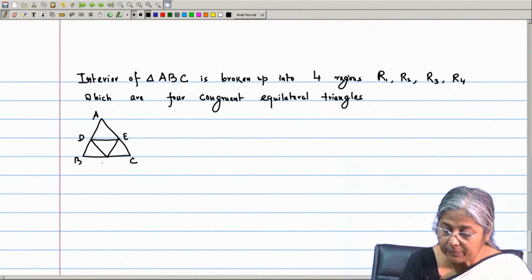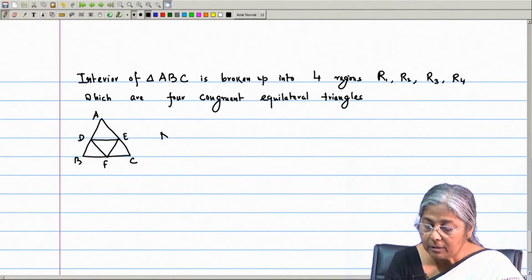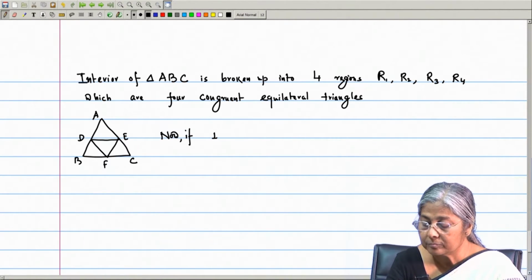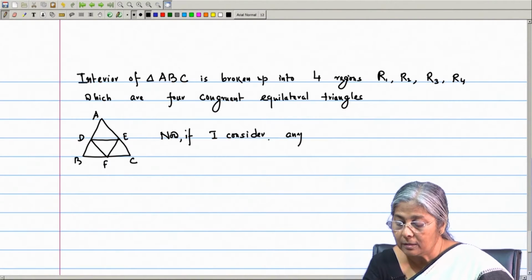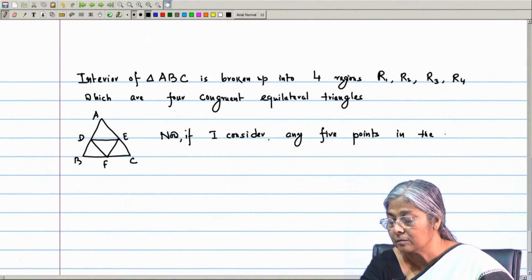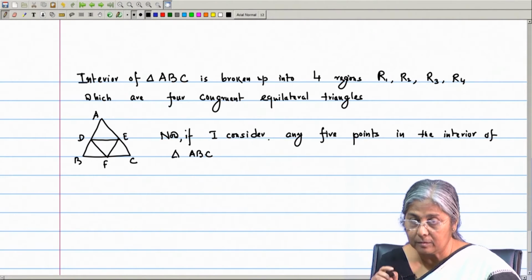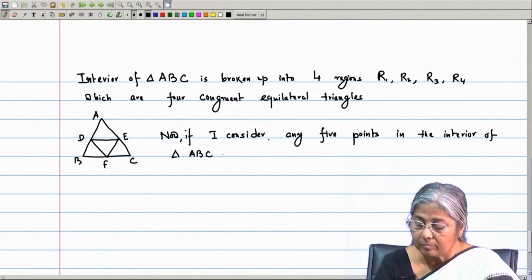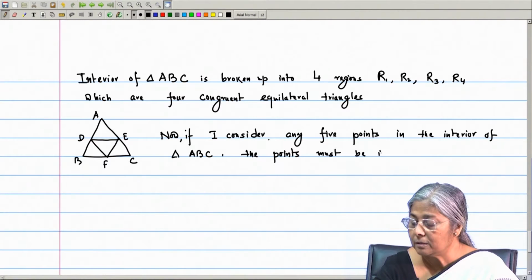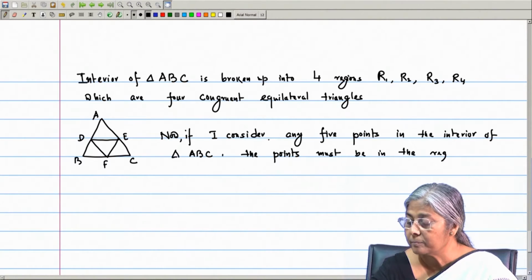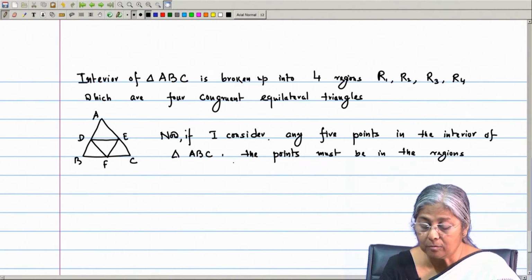Now, if I consider any 5 points in the interior of triangle ABC, they must be in the regions R1, R2, R3, R4.